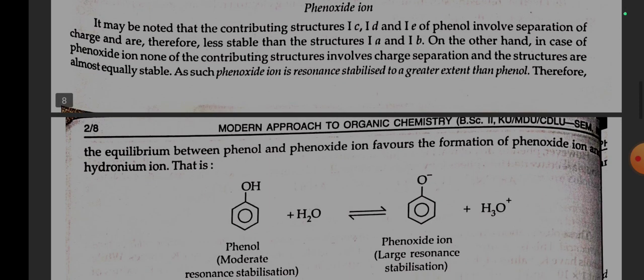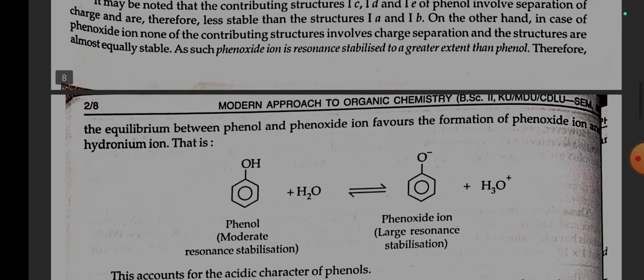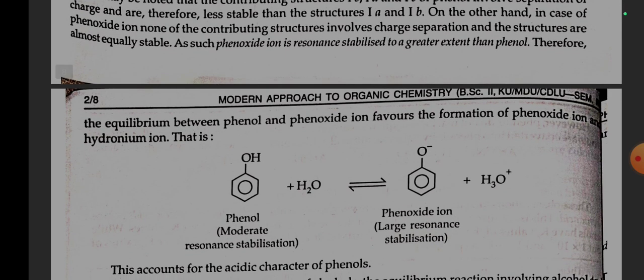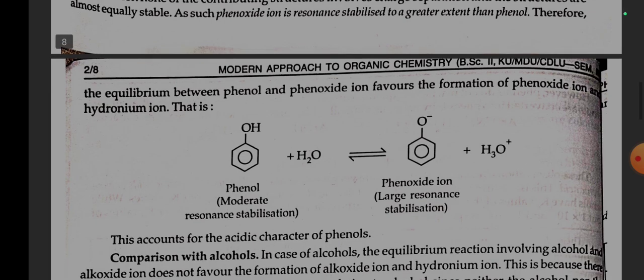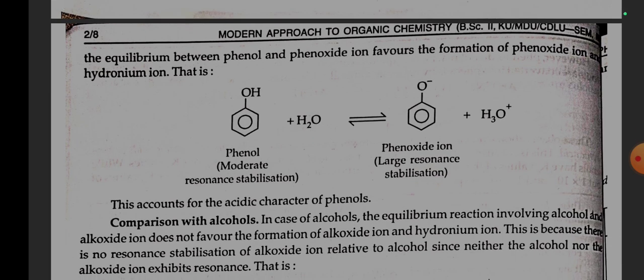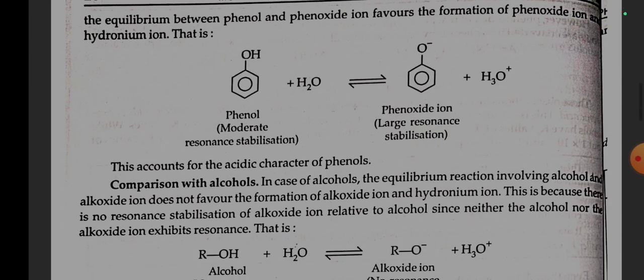It may be noted that the contributing structures C, D, and E of phenol involve separation of charge and are therefore less stable than structures A and B. On the other hand, in the case of phenoxide ion, none of the contributing structures involves charge separation and the structures are almost equally stable. As such, phenoxide ion is resonance stabilized to a greater extent than phenol. Therefore, the equilibrium between phenol and phenoxide ion favors the formation of phenoxide ion and hydronium ion. That is, phenol plus H2O gives phenoxide ion plus H3O plus.